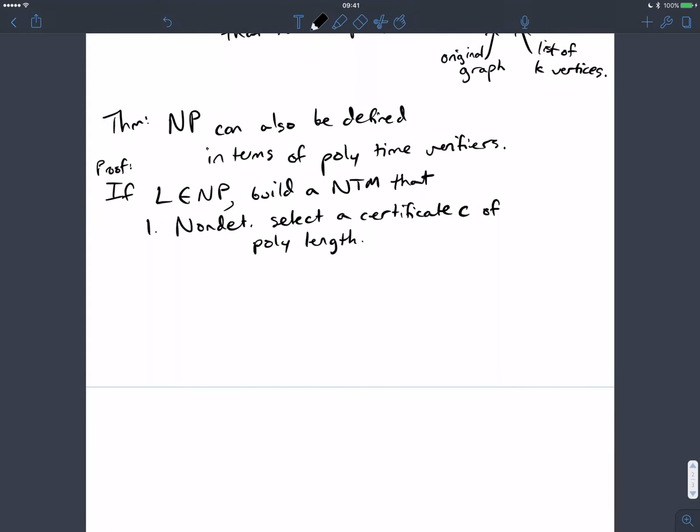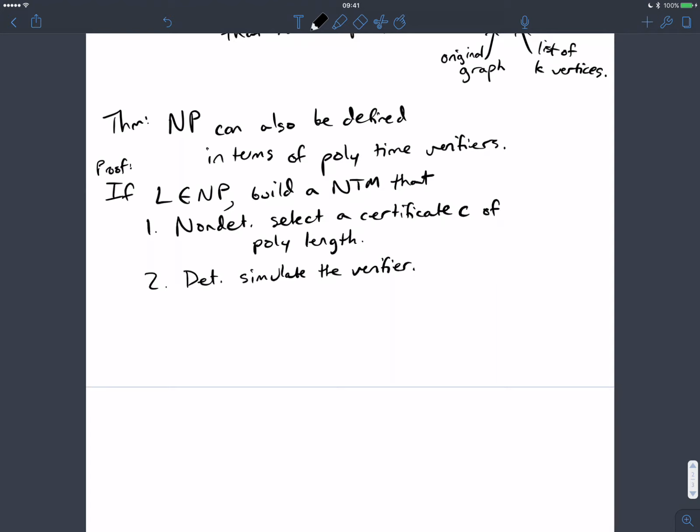Okay? And then two, all we're going to do now is just deterministically simulate the verifier and output what it says. So here we were able to convert this deterministic verifier into the non-deterministic machine for the same language. Okay, so now we showed one direction. Now we just need to show the other direction.